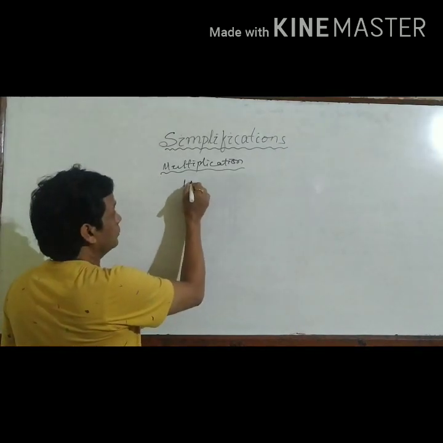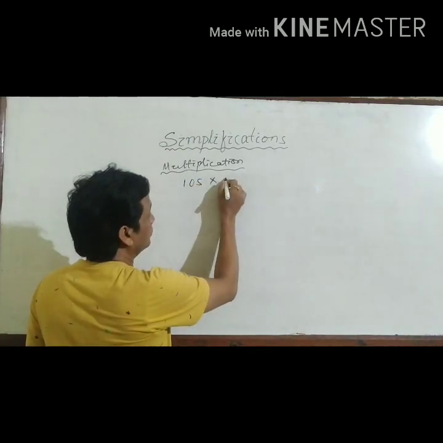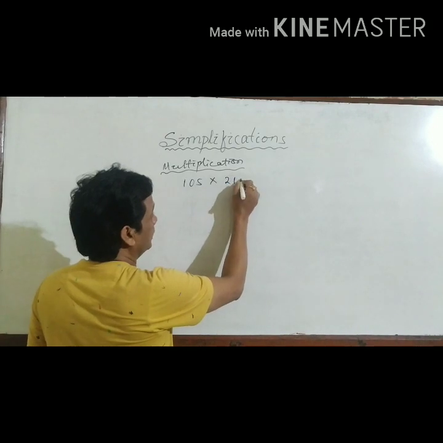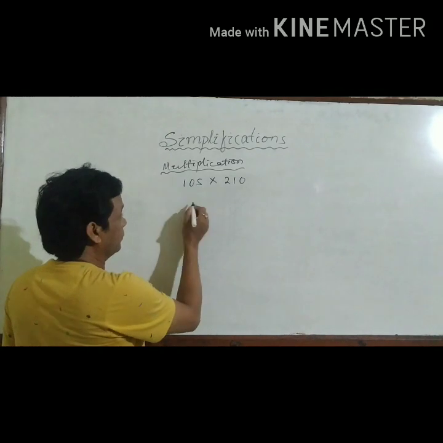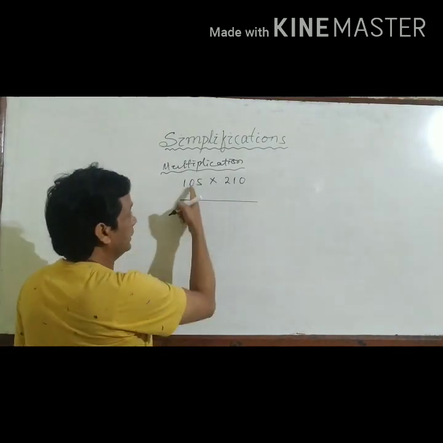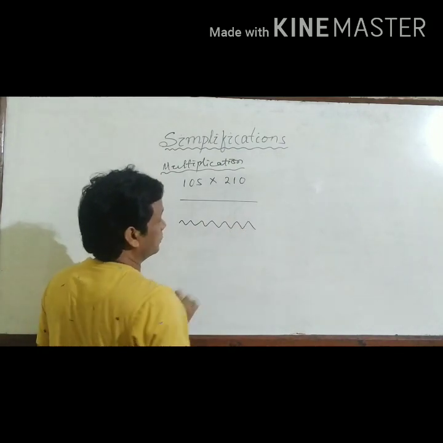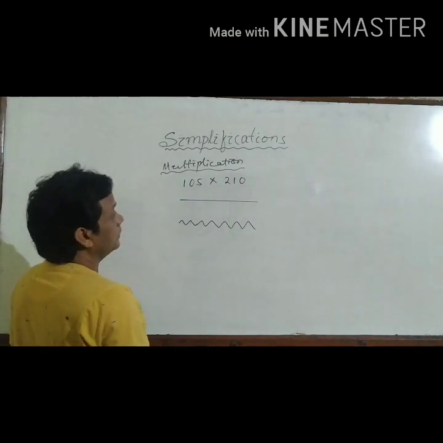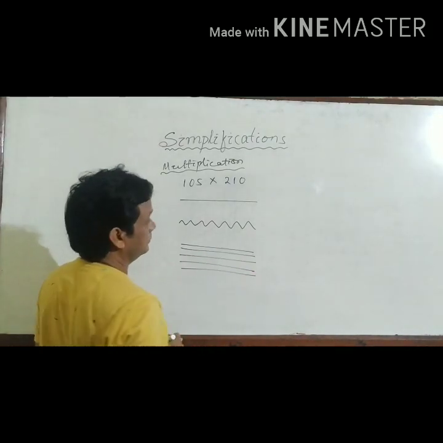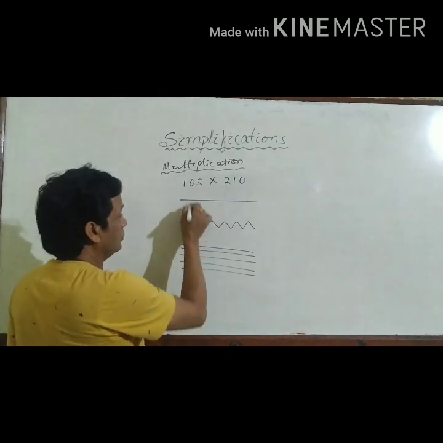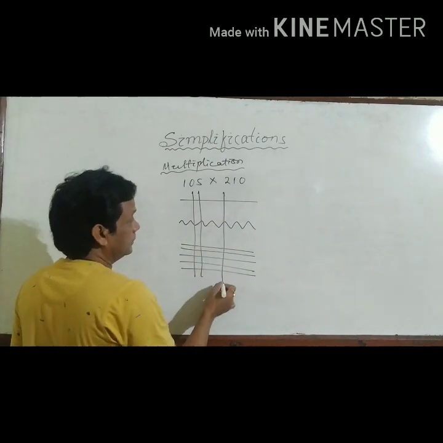If it is 105 into 210, how to multiply this one? It is 1, so draw only one horizontal line. Then it is 0, that means draw a zigzag line, which is only a useless line. And then draw 5 lines, 1, 2, 3, 4, 5. Then in the second number, it is 2, draw 2 lines. Then 1 line. Then 0.